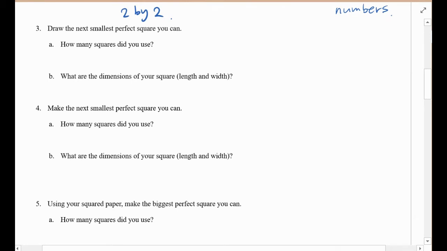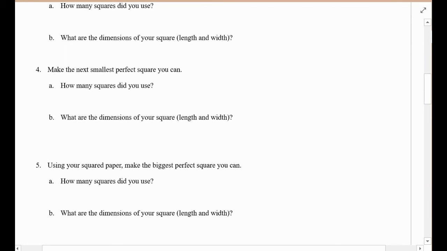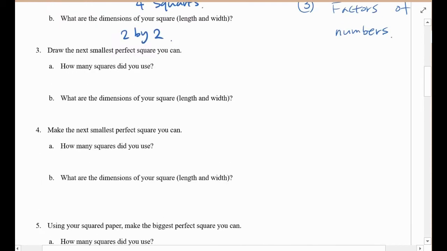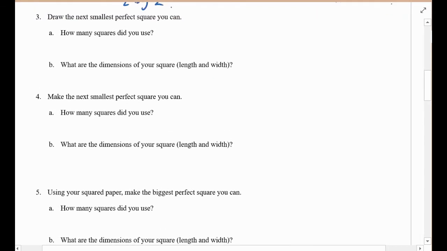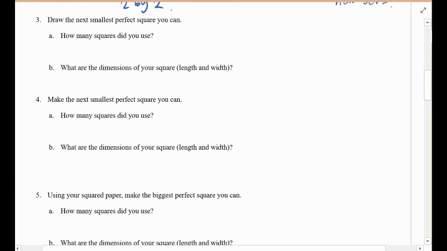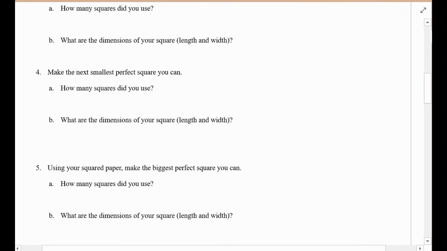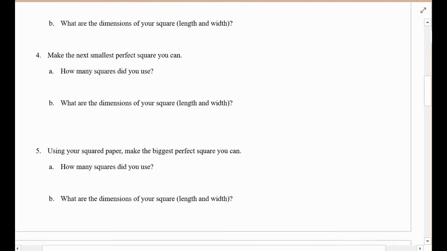Number 3, draw the next smallest. Number 4, make the next smallest. Number 5, using your square paper, make the biggest perfect square you can. So I want you to go ahead, everyone. Just pause the video and draw the next ones, and the biggest one using your square paper. Go ahead. Pause the video.